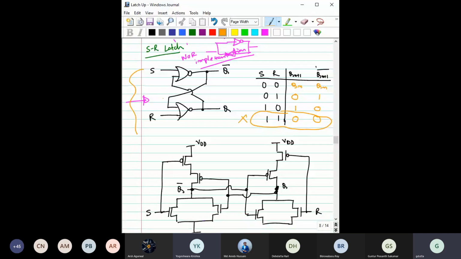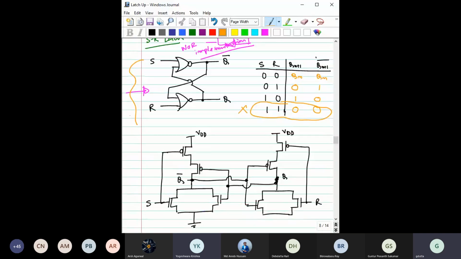Now let us see its CMOS implementation of this. So what is the big deal? If you know the circuit, you know how to implement a two-input NOR gate, and the connection you already know, then you can implement it. No big deal, right?